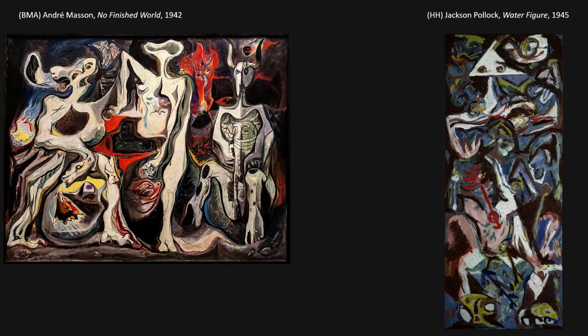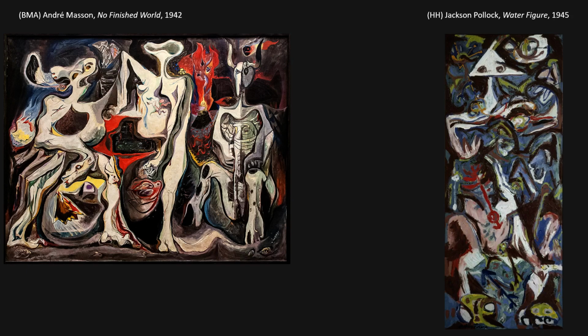And you can see that Pollock, even after turning to drips, will turn back from them. And that this figure, again, with this elusive, quasi-mythological title of Water Figure, right, is it Neptune, right? Is it one of the sea nymphs? It doesn't really say, but it's definitely figural. And you can see, I think, as you look back and forth between Pollock's Water Figure and Masson's figures in No Finished World, the degree to which some of those forms Pollock is picking up on. Right? So we can trace the influence of Masson in a number of different ways on the works of Jackson Pollock.